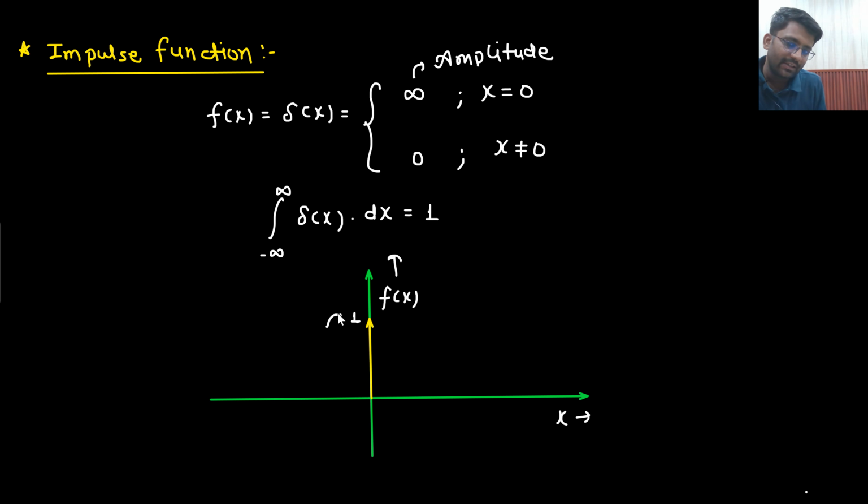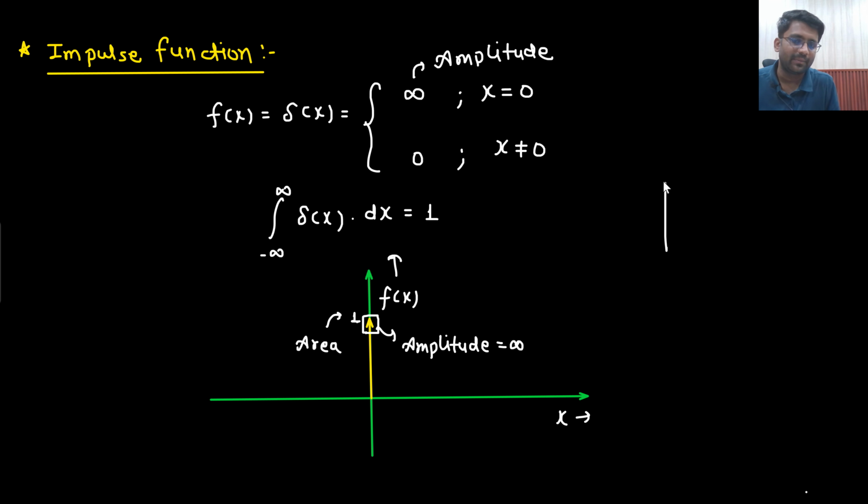So what is this 1 representing? This 1 is representing the area, not the amplitude. And what is this arrow representing? This arrow is representing that the amplitude is going towards infinity. That means the amplitude is infinity. This 1 is representing that it has an area of 1.